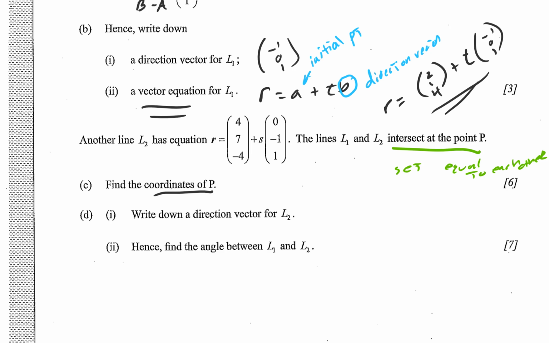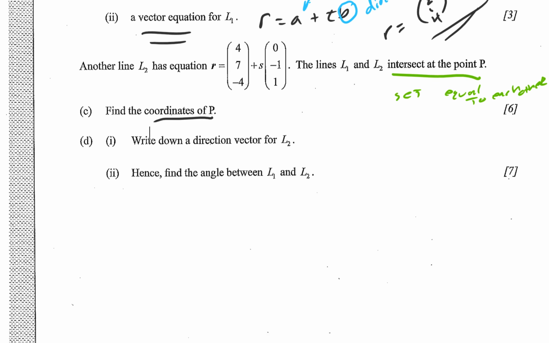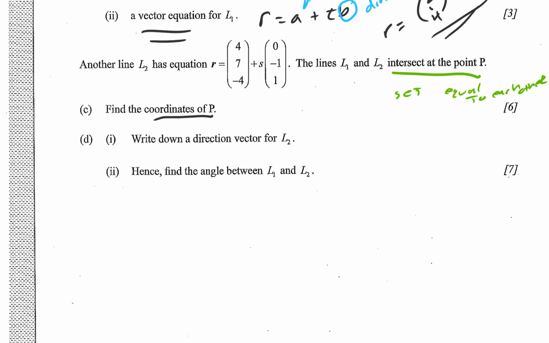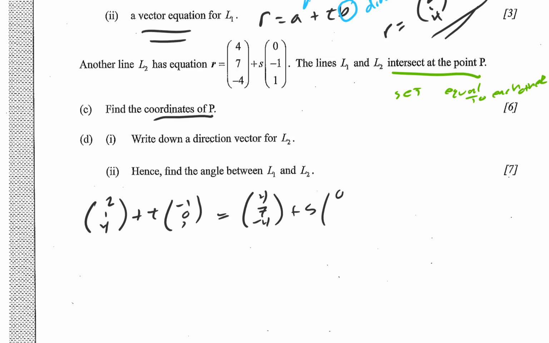So I'm going to set them equal to each other. I'm going to find a variable, either s or t, doesn't matter which one, and then you plug it back into its vector to find the coordinates of P. You want to figure out where they intersect. So I'm going to write that down here. Let's write my L1 first, which is 2, 1, 4 plus t times -1, 0, 1 equals L2, which they give me right there, 4, 7, -4 plus s times 0, -1, 1.